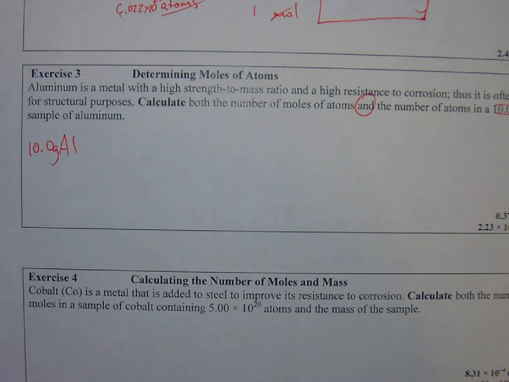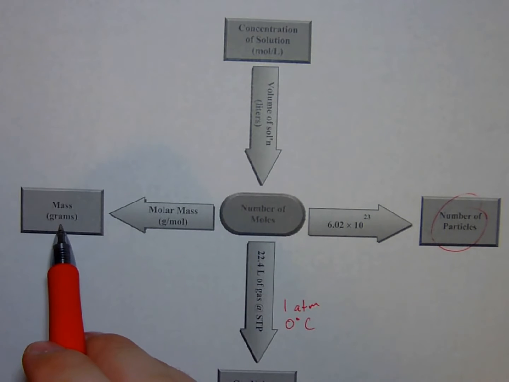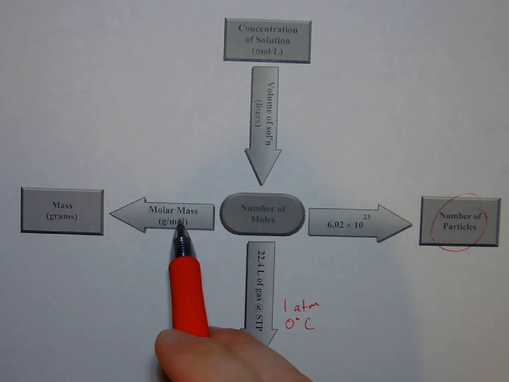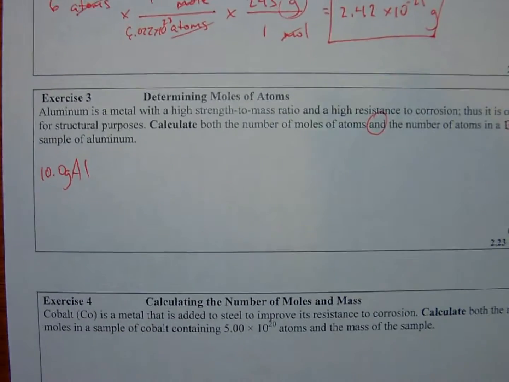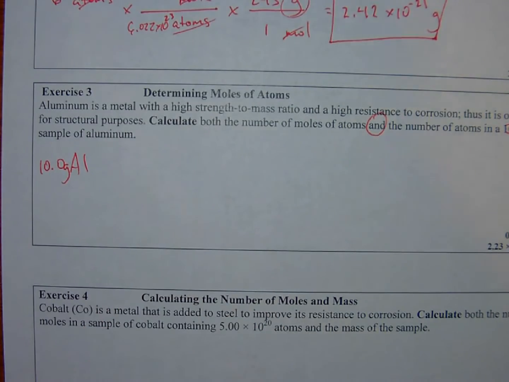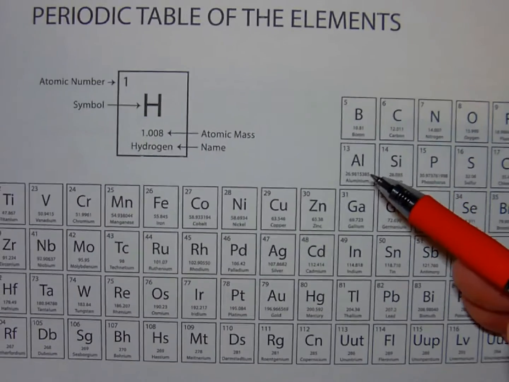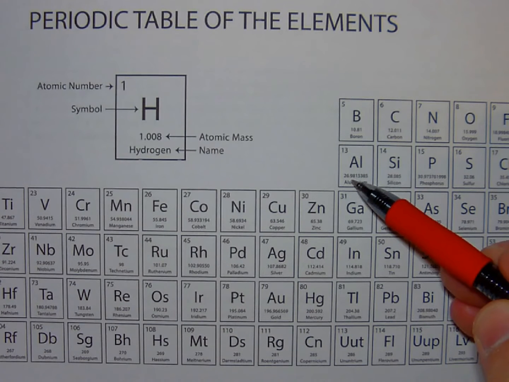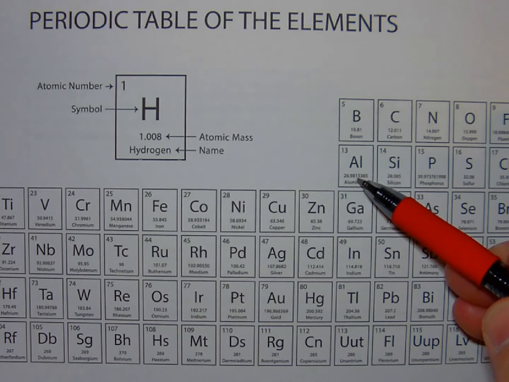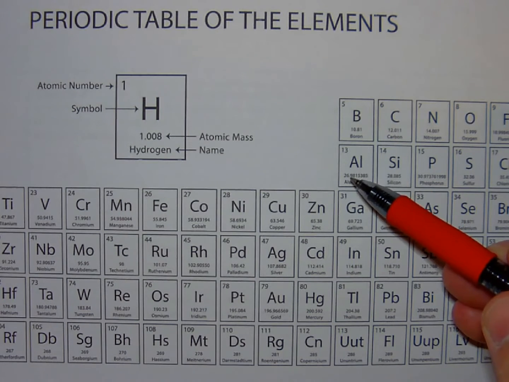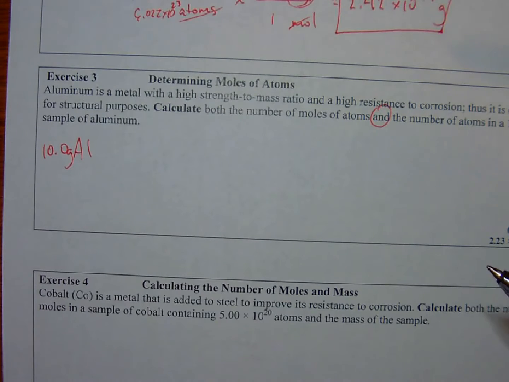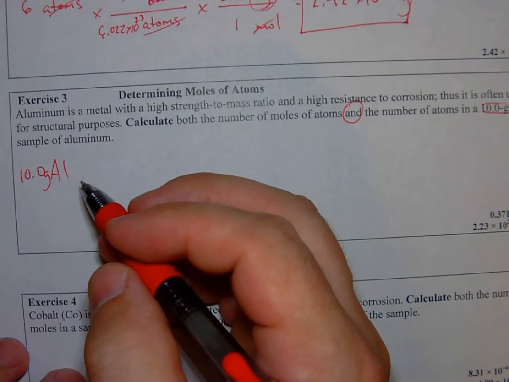We need to calculate the number of moles. Well, we have mass in grams, don't we? We need to get to a number of moles. So we're going to use the molar mass in order to do that conversion. The molar mass of what? Aluminum. Periodic table. 26.98. Right? It might be 26.982 or so, whatever. Let's just stick with 26.98. In my experience in college, it was always 26.98, right?